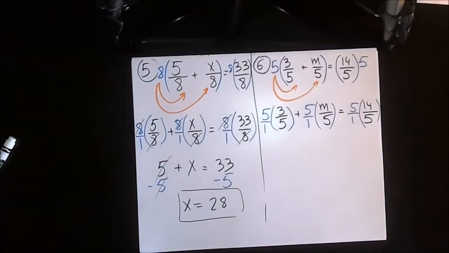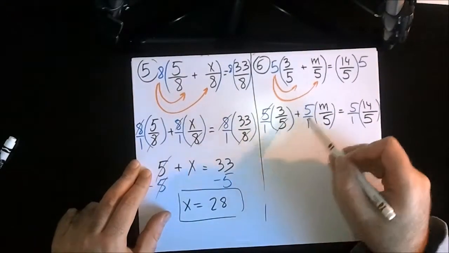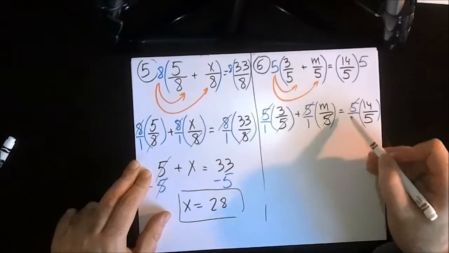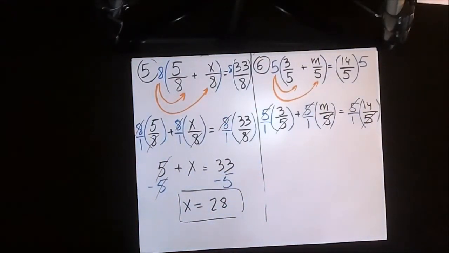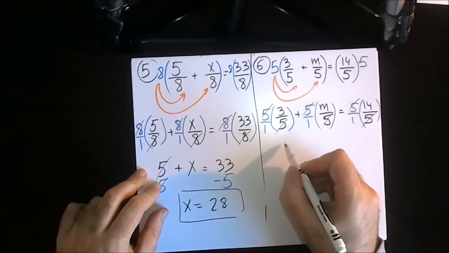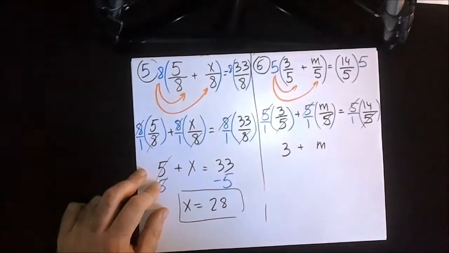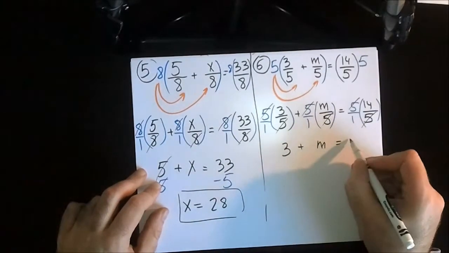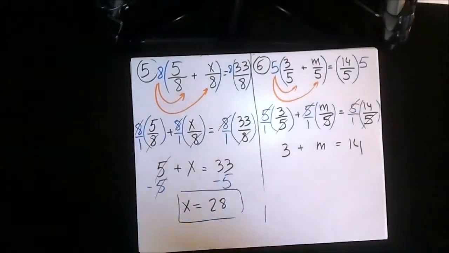Alright, that being said, now I can cancel things out. 5 at the top, 5 at the bottom, 5 at the top, 5 at the bottom, 5 at the top, 5 at the bottom. Conveniently, all my denominators are gone. What's left is this 3. Technically it's 3 divided by 1, but that's just 3. The m, again m divided by 1, but that's just m. And the 14.